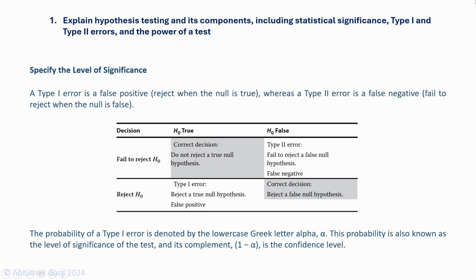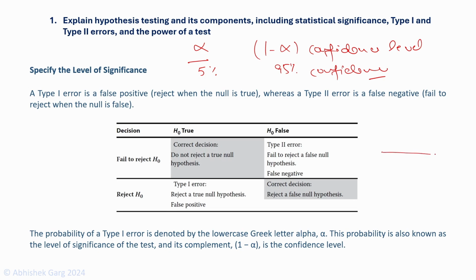Specify the level of significance. So as I told you, we specify a particular level of significance. Suppose we say that alpha is the level of significance, then 1 minus alpha becomes the confidence level or interval. So suppose the example says that you have to test the hypothesis at a 5% level of significance, that means you have to find a 95% confidence interval.